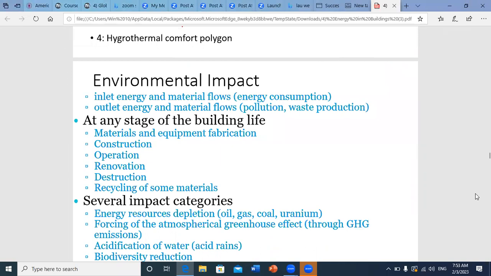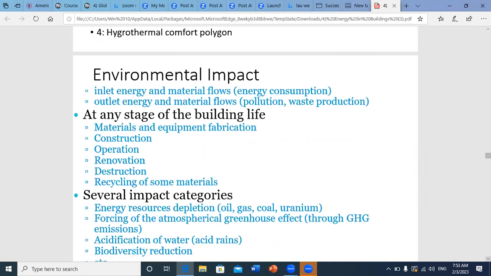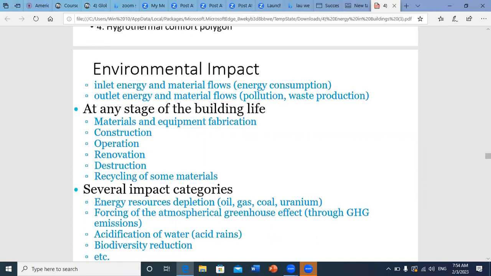Now, concerning the environmental impact, whenever we want to study the environmental impact of when we design a passive building, we should look first at the inlet energy and material flows. So what are the materials that are used, let's say, to build our system? Do we have materials that are harmful to the environment? Do we have possibilities that with time we have deterioration, and these materials will have a bad effect on the environment, etc. So we should also study the outlet energy and material flow.